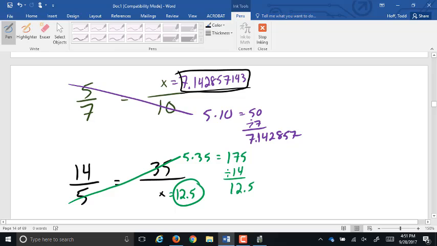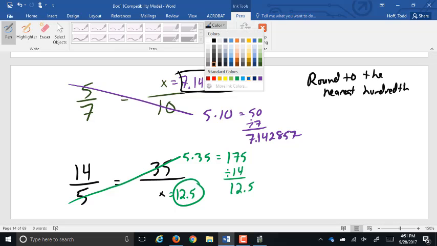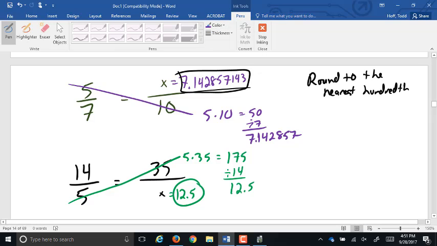My MyMathLab might say round to the nearest hundredth. Well, hang in for a second. If I round to the nearest hundredth, there's the hundredths place. I'm going to round it to 7.14.